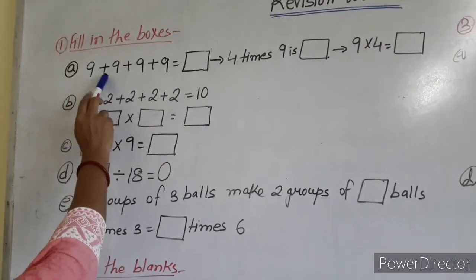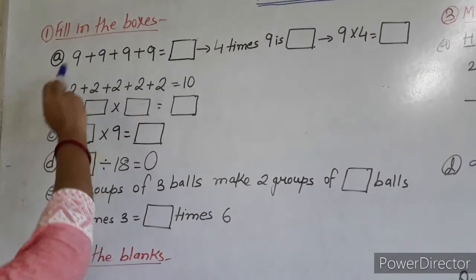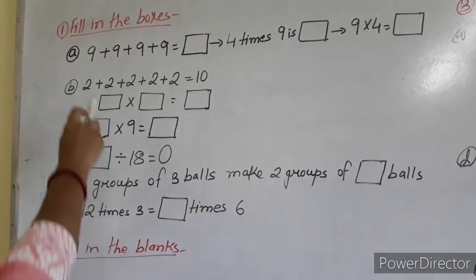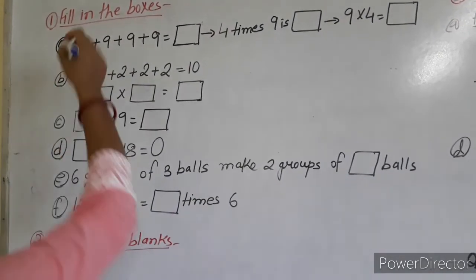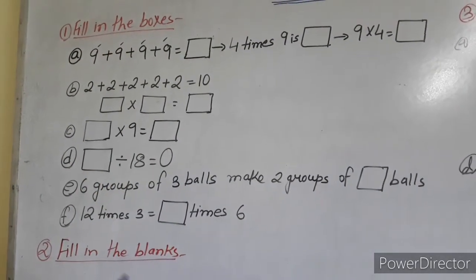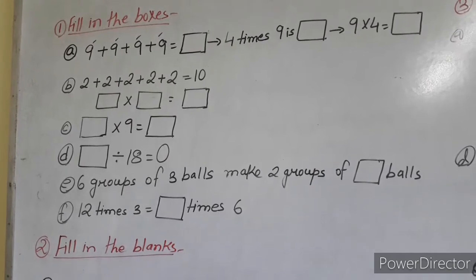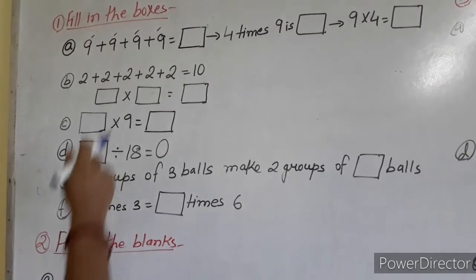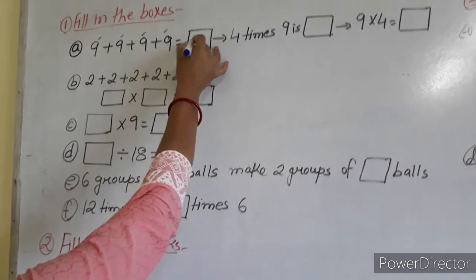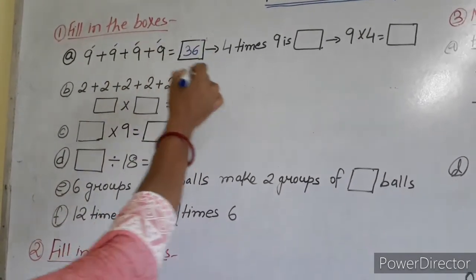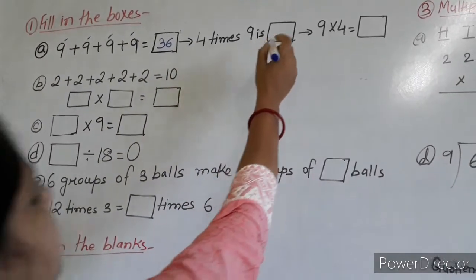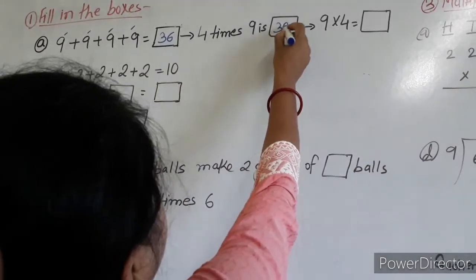A: 9 plus 9 plus 9 plus 9. As you know, multiplication is the repeated addition of a number. So here, 1, 2, 3, 4, 4 nines are there. So 4 nines means 4 into 9. 4 into 9 is 36. And you can also write 4 times 9. 4 times 9 is 36.